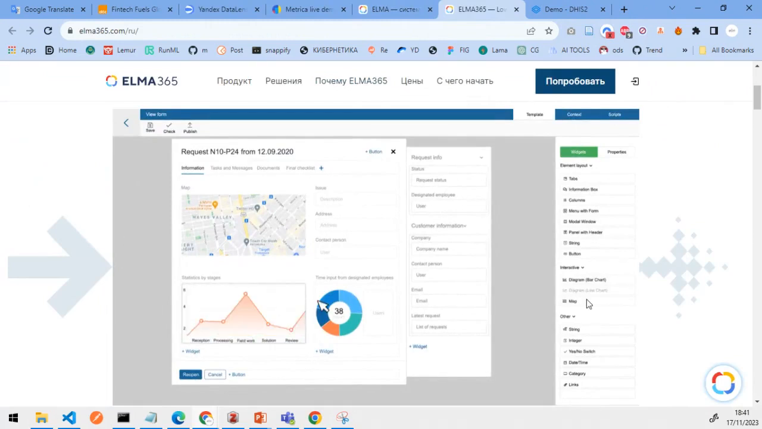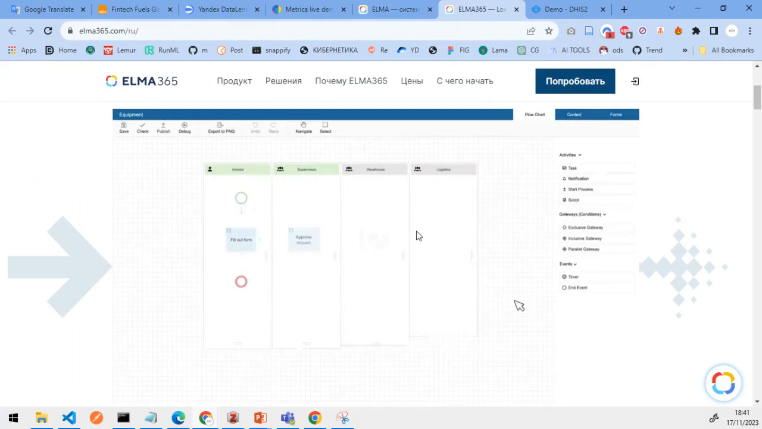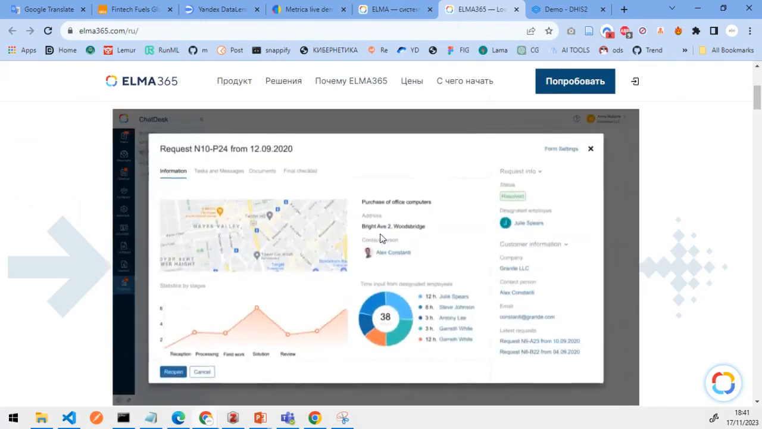So you can see the low code feature. Just drag and drop the components you need. It's used for business process management, and also used for decision support.